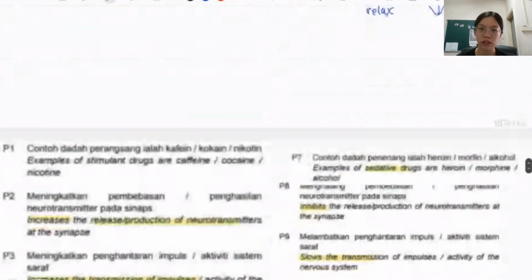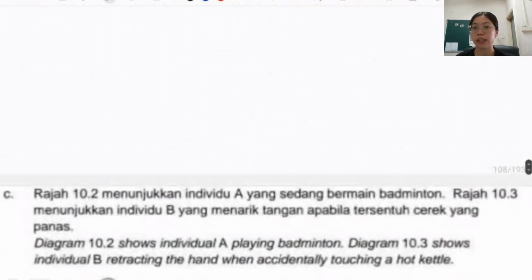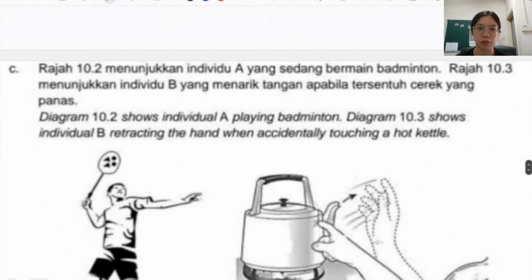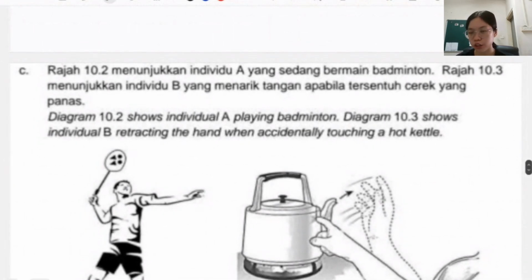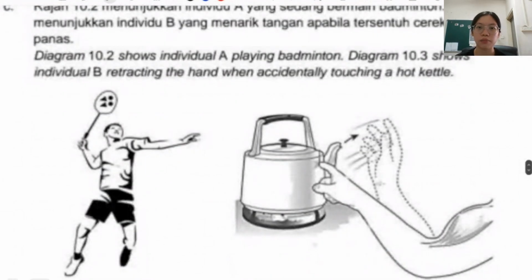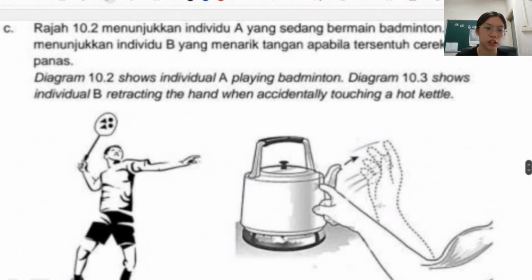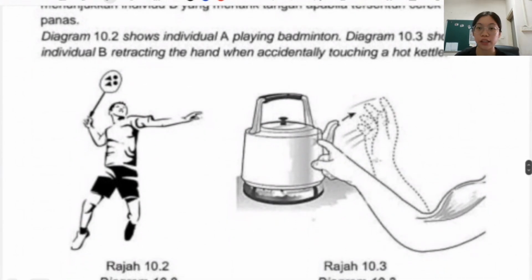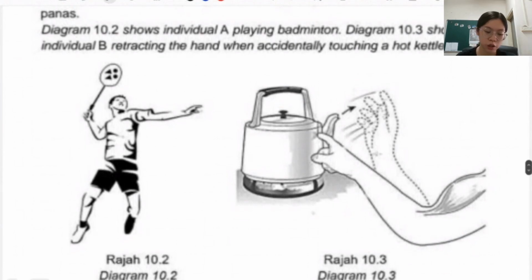Okay, so these are the effects of it and how you explain it in detail. Normally, when you want to explain, you mention the transmission of nerve impulse. Lesser release of the neurotransmitter leads to lower transmission of nerve impulse. And by taking a look at this question, it shows one person playing badminton and another removing his hand when accidentally touching a hot kettle. So obviously, when you play badminton, it is a voluntary action, and 10.3 is an involuntary action.